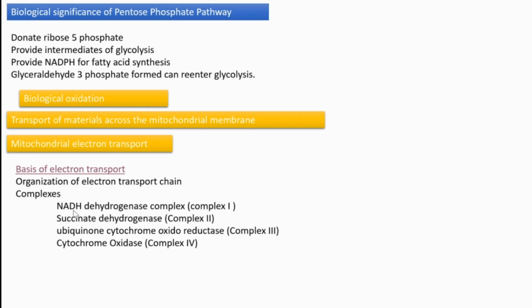I have given the names here. Complex 1 is called NADH dehydrogenase complex. Complex 2 is called succinate dehydrogenase, an enzyme complex that we already learned about in the citric acid cycle itself. This enzyme helps in the conversion of succinate to fumarate, and in that step FADH2 is formed. That is complex 2. Then complex 3 is ubiquinone cytochrome oxidoreductase, and then cytochrome oxidase is complex 4.